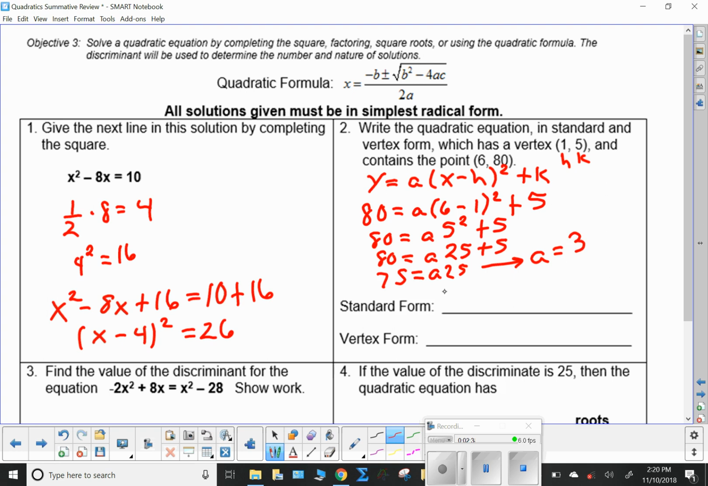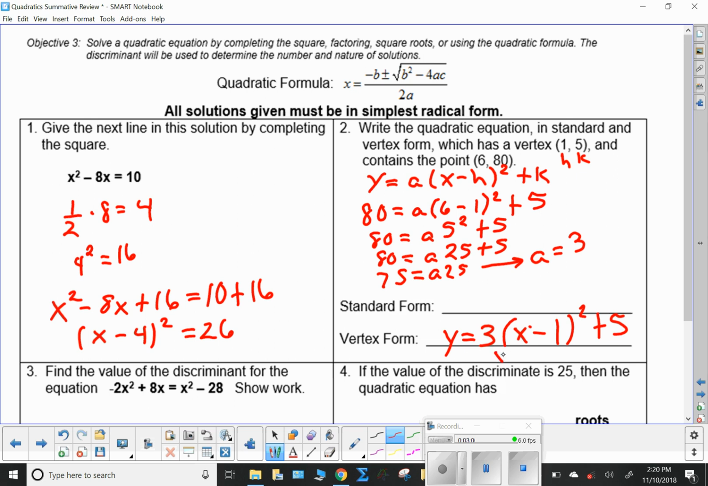If we know a is 3, the vertex form is just y equals 3 times x minus 1 quantity squared plus 5. Whoops, sorry, that's not the standard form. That's the vertex form. My bad. The standard form, I have to FOIL this.